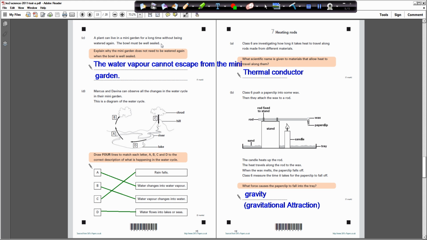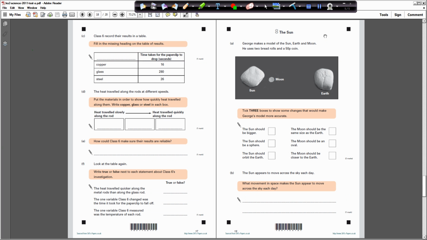Okay, are you ready to move on to the next page now? Okay, right, here we go. Question part C. Class 6, record the results in a table. Fill in the missing heading on the table of results. Now, the time taken for paperclips to drop in seconds is the second column. The first column, okay, Mr. Kamal, what is the title missing in the first column?